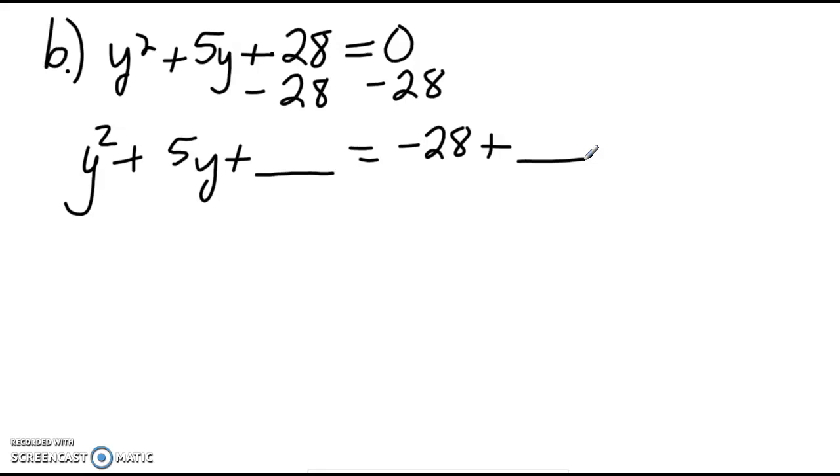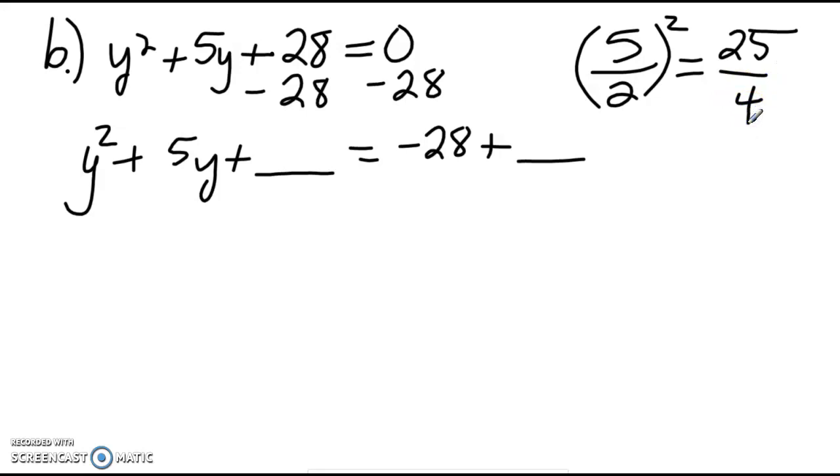Okay, so to complete the square, we take b and half of that. So b is 5, half of that's 5 over 2. I can't reduce that. Then I'm going to square that, and that's going to give me 25 over 4. That's what I'm going to put in those blanks, 25 over 4.